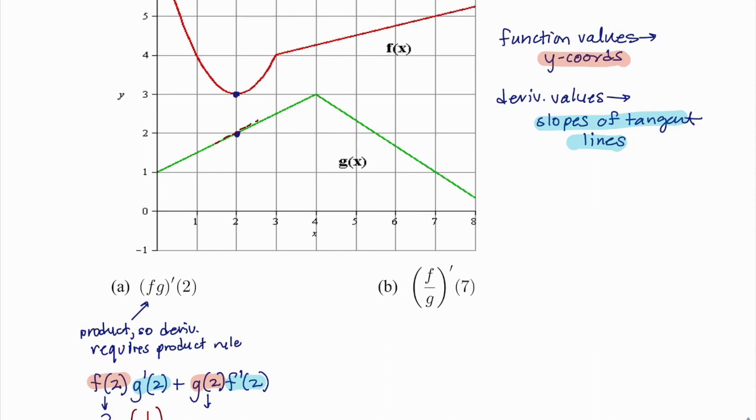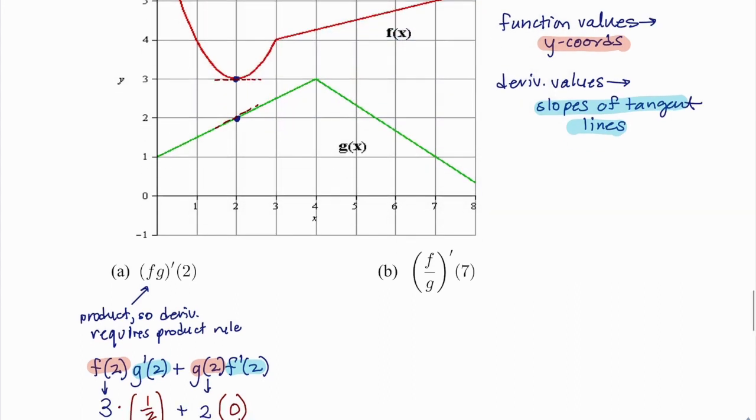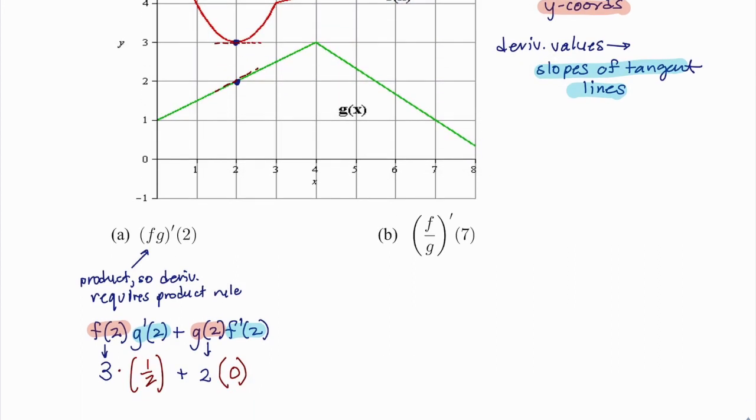f prime at 2 appears to be 0 because that's a low point on that graph, and the tangent line there appears to be horizontal. So f prime of 2, I'm going to fill in 0 since it looks like I have a horizontal tangent line there. So putting those factors together and then adding them, I've got 3 halves plus 0, so 3 halves, as the derivative for the product function f times g at 2.